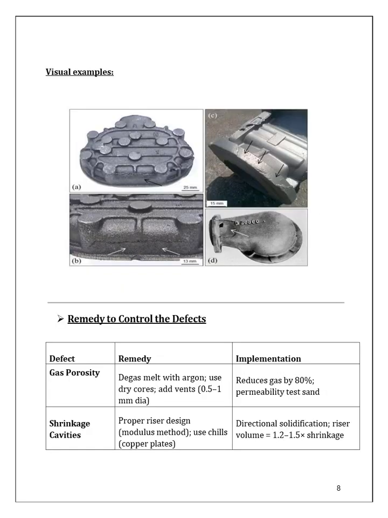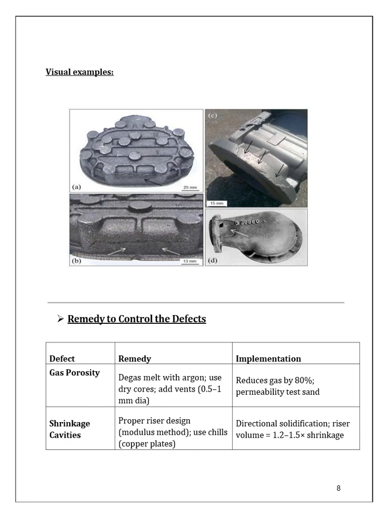So here we can see some visual examples of defects: A, B, C, D. Now, remedies to control defects. For gas, the remedy is to use dry cores so that gas is not trapped. For shrinkage cavity, use proper riser design and implementation.